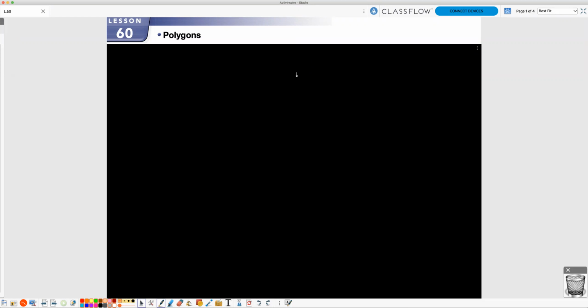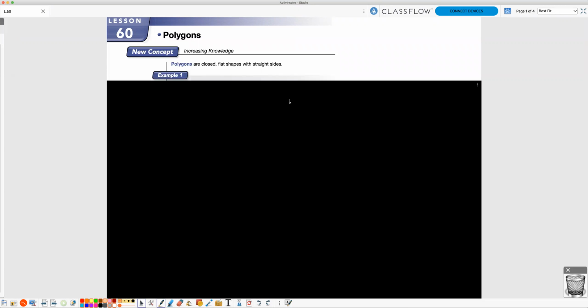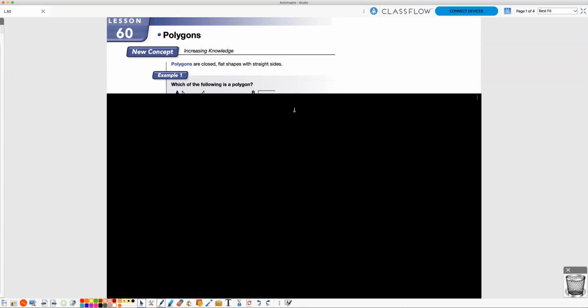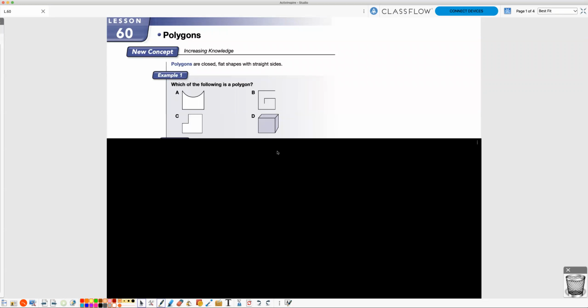This one's just going to jump right into some examples after I explain that polygons are closed, flat shapes with straight sides. That's all a polygon is. It has closed, flat shapes with straight sides. So looking with that in mind, which of the following would be a polygon?